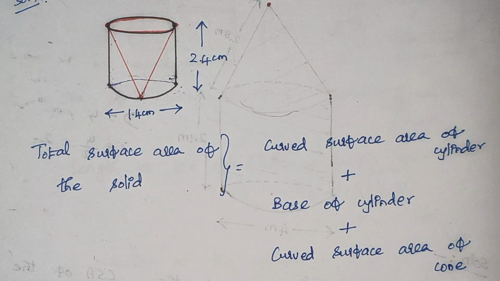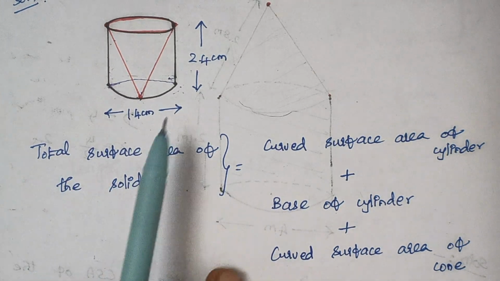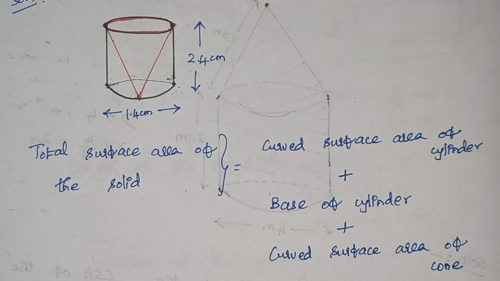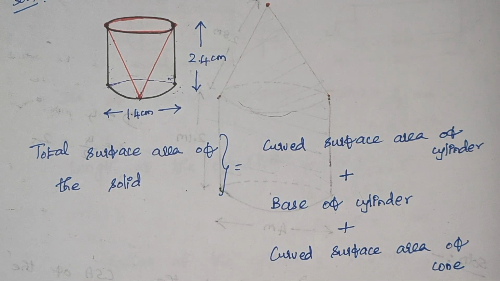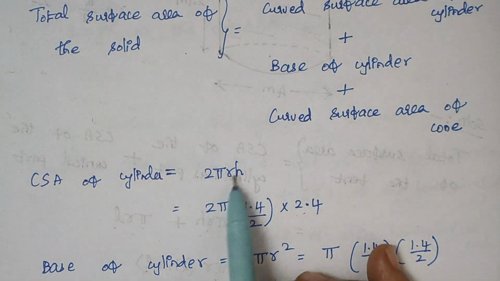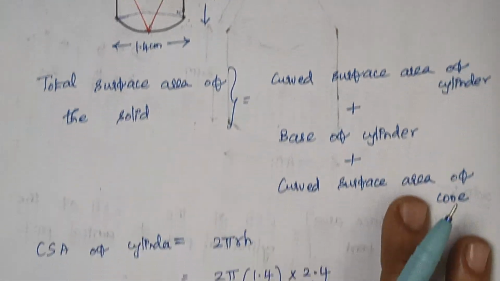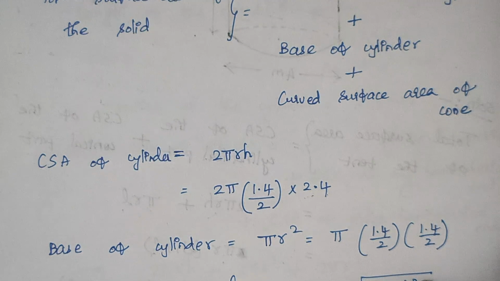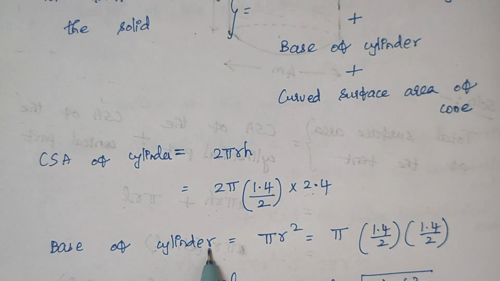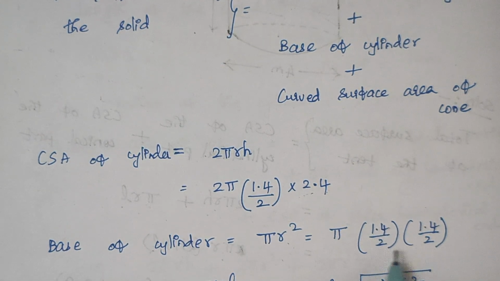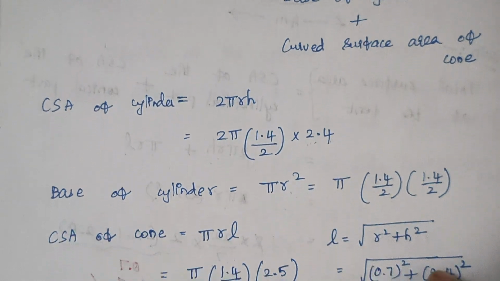So this is what I had written here. The total surface area of the solid includes curved surface area of cylinder plus base of cylinder plus curved surface area of the cone. We know the formulas, we just have to substitute the parameters. The curved surface area of the cylinder is 2 pi r h. The value of diameter is 1.4, so radius is 1.4 by 2 and height is 2.4, right? Next is the base of the cylinder. It is in the form of a circle, so the area is pi r square. Again the value of r is 1.4 by 2. So just substitute it.